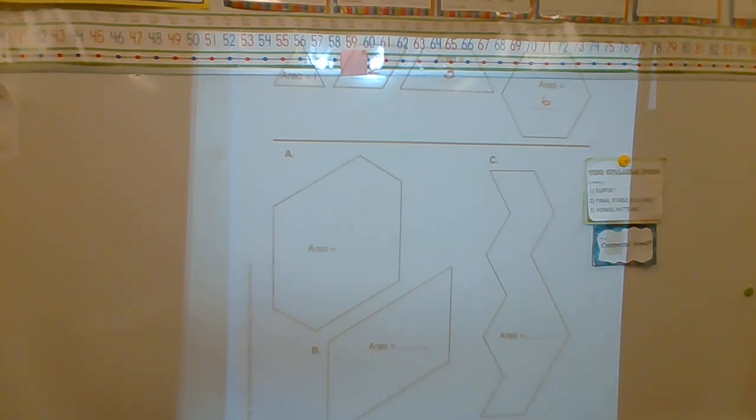Raise your hand if you think it's A. Raise your hand for B. Raise your hand for C. All right. Now, which of these do you think would have the smallest area? Raise your hand for A. Raise your hand for B. Raise your hand for C. All right, well, those are estimates, our best guesses. The only way to know for sure is to cover them up. So we are going to cover them up.